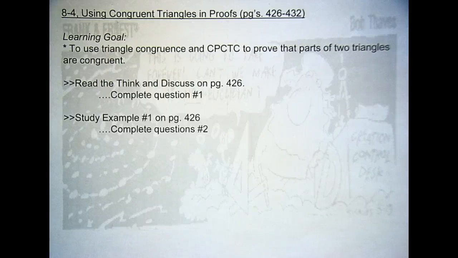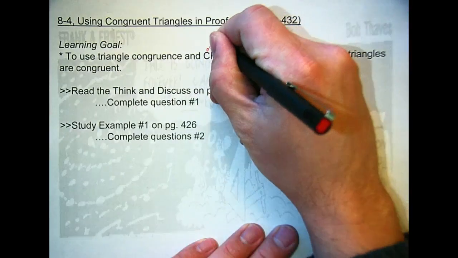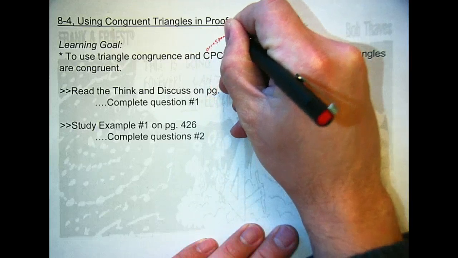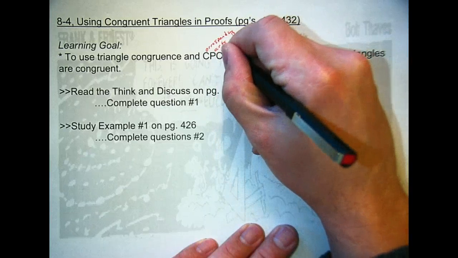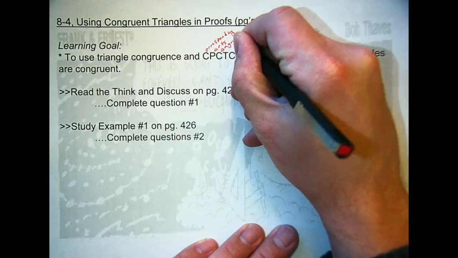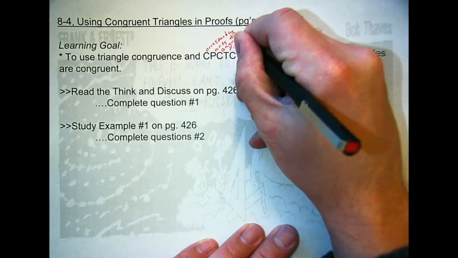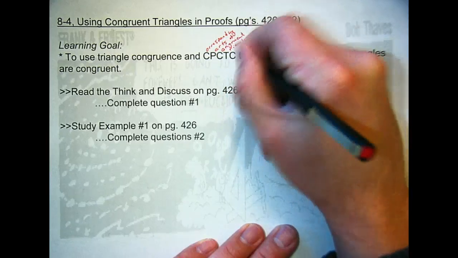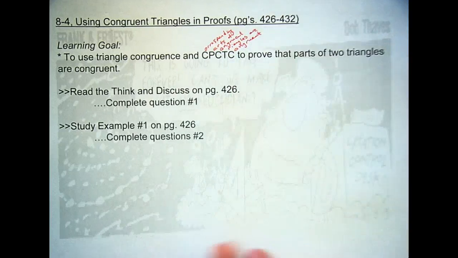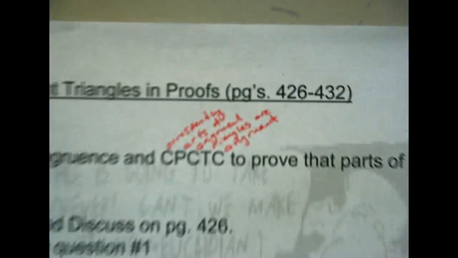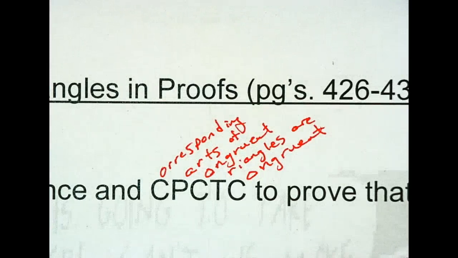CPCTC stands for Corresponding parts of congruent triangles are congruent. In other words, if you can prove that two triangles are congruent, then you can prove that their corresponding parts are congruent.